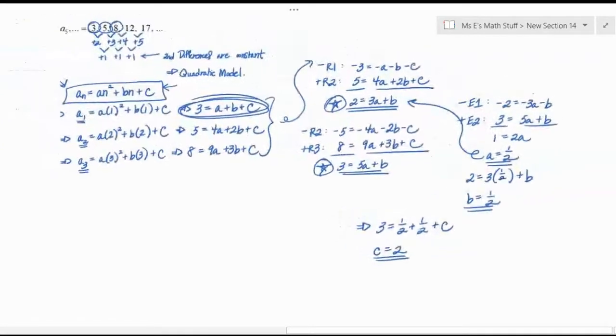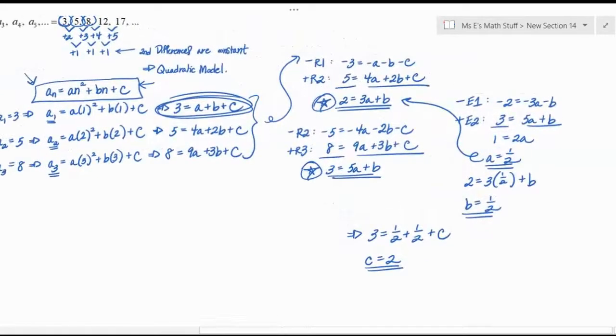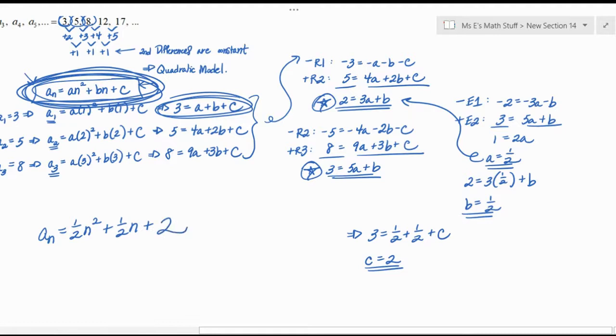And now it's just a matter of trying to remember what the heck we were supposed to do here. So we were supposed to figure out a quadratic model that would generate the terms. And so you're going to go back to your original quadratic model and just back substitute your a, b, and your c values for your final answer. So a sub n is equal to 1/2 n squared plus 1/2 n plus 2.